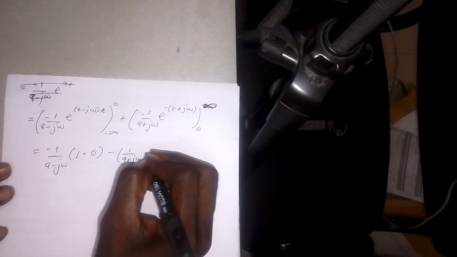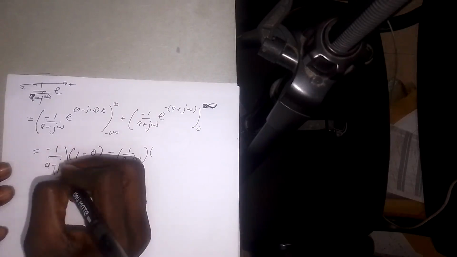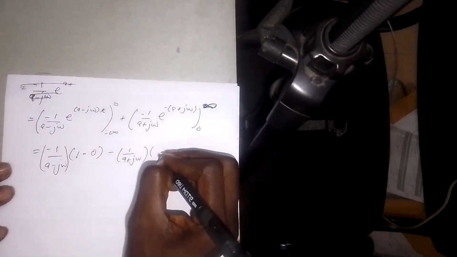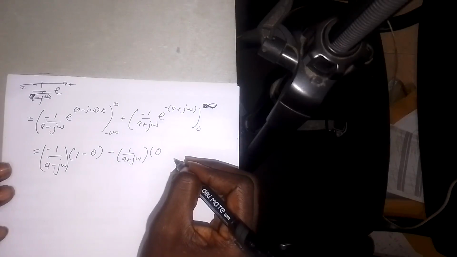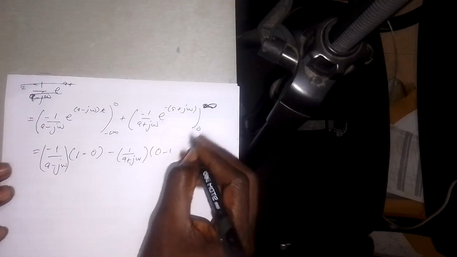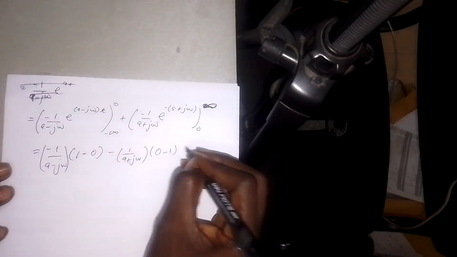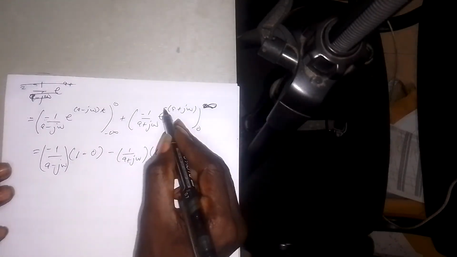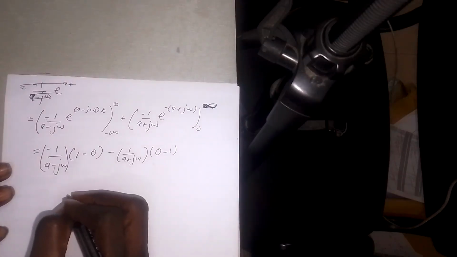And then we're going to have e exponent minus infinity, which is 0, and then e exponent 0. E exponent 0 is 1, and with this negative it makes it minus 1. So it's going to be e exponent minus infinity because of this negative. Then what I'm going to have is minus 1.